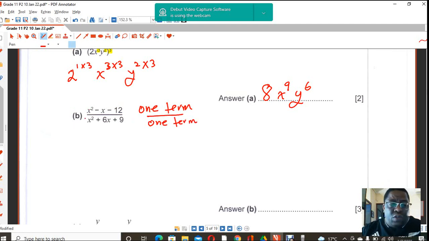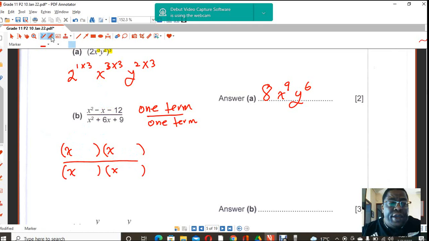So there are 3 terms, so you cannot go and cancel the x squares. That's not how this works. So you need to factorize the numerator as well as the denominator. You need to do that. Okay, so I hope you still remember how to factorize quadratic expressions.